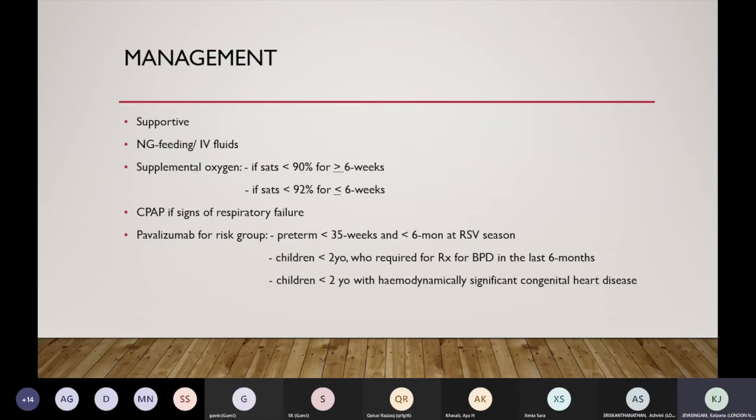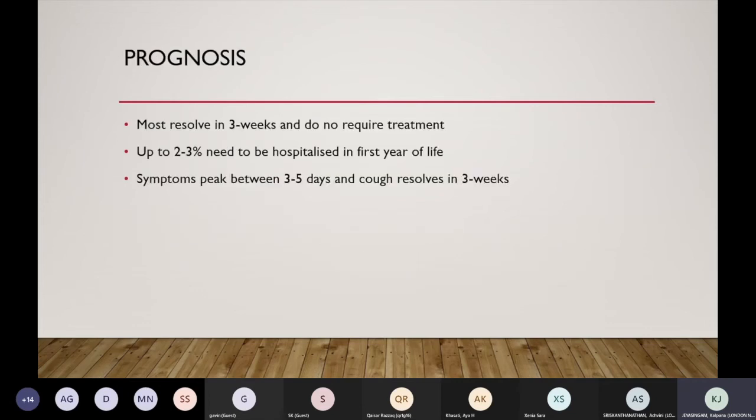So they were children with significant change to the lungs who were ventilated for a very long time or needed a long-term oxygen supply. Or children who are less than 2 years old and had hemodynamically significant congenital heart disease. Generally, most children or babies respond very well and recover fully by 3 weeks and do not require treatment.